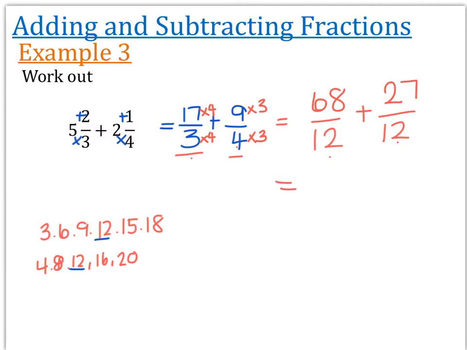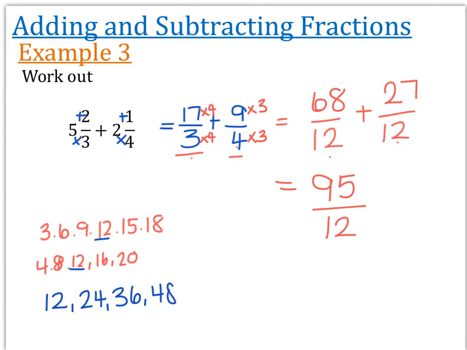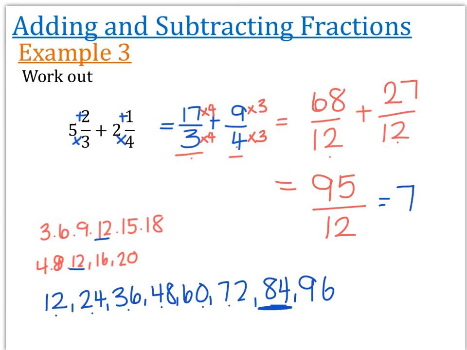So 68 plus 27, that is 95 out of 12. And then I'm going to go ahead and think about how many times 12 goes into 95. Now, if you're not sure, you can always write out your 12 times tables: 12, 24, 36, 48, 60, 72, 84, and 96. All right, so we need to stop right here. So that's 1, 2, 3, 4, 5, 6, 7. So it goes in 7 times.